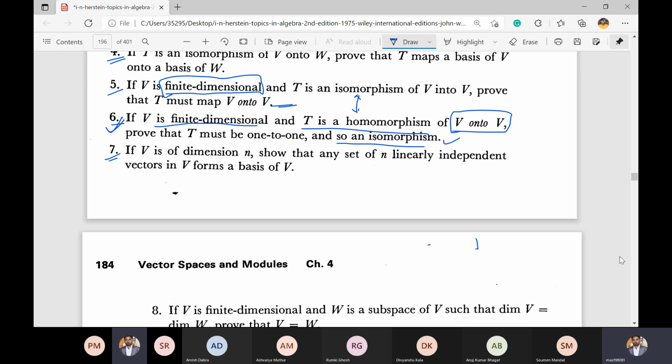Question number 7. If V is of dimension n, show that any set of n linearly independent vectors in V forms a basis. This one is an easy question, but I want to listen to how you will write it. Okay, anyone?